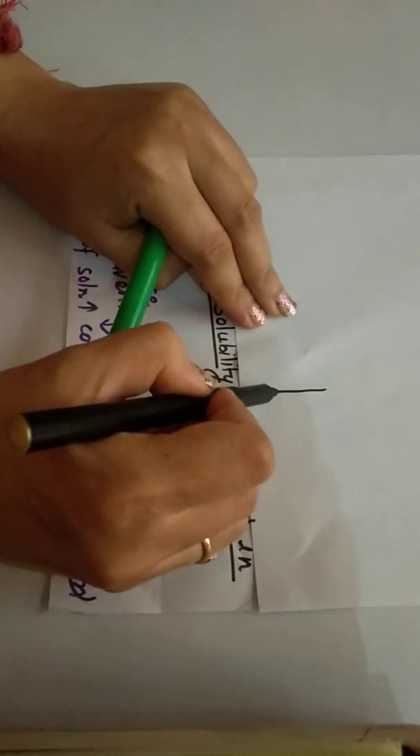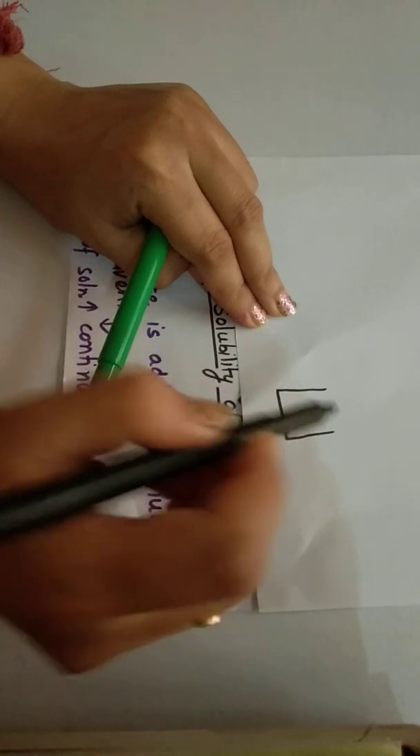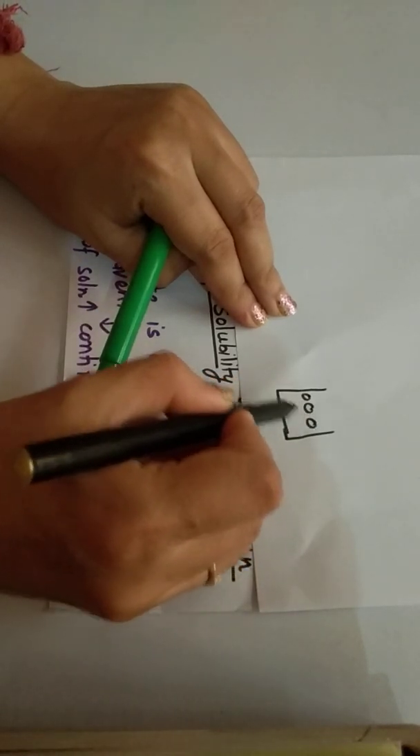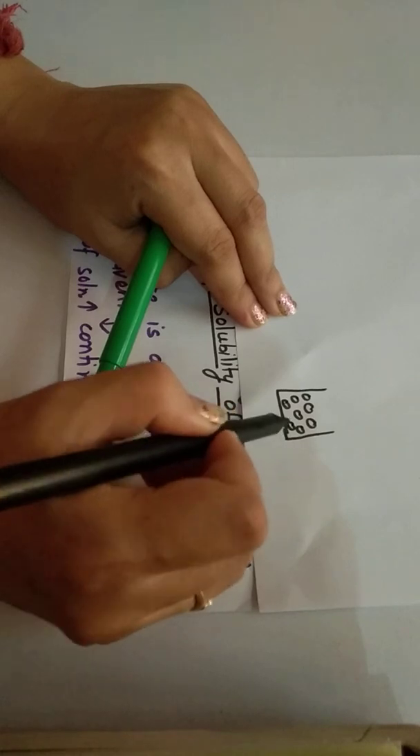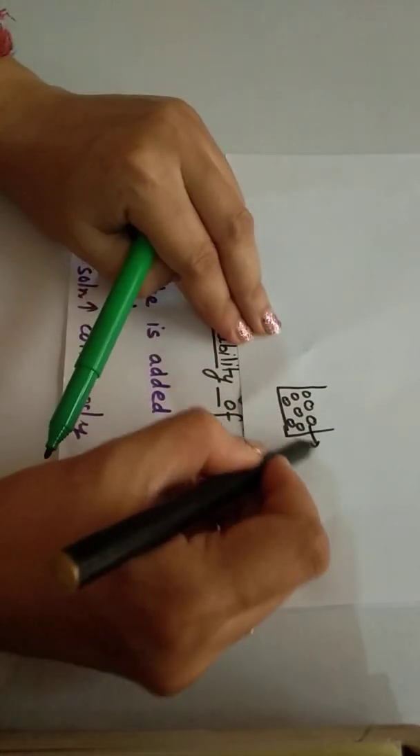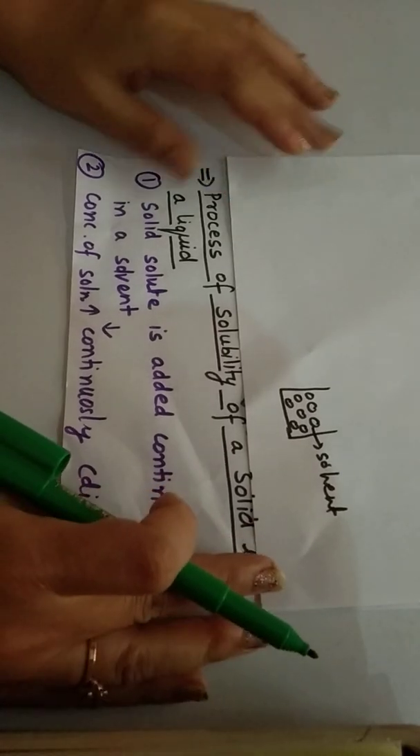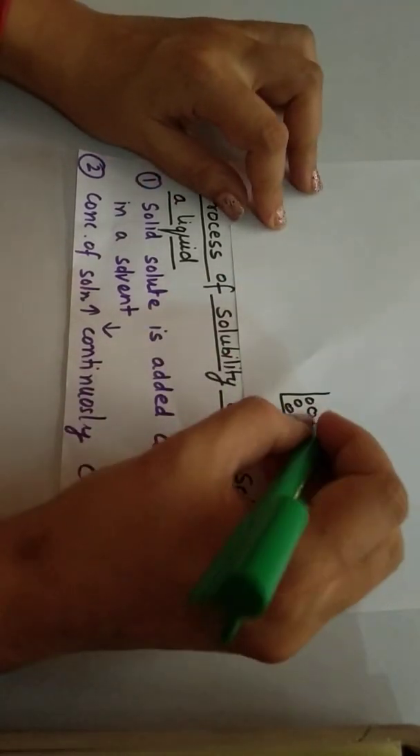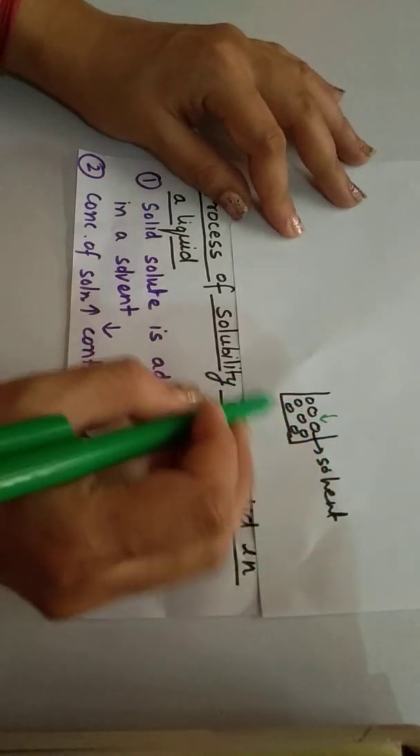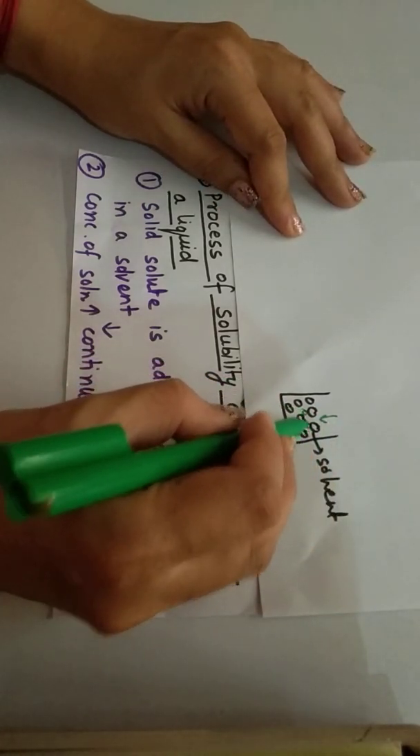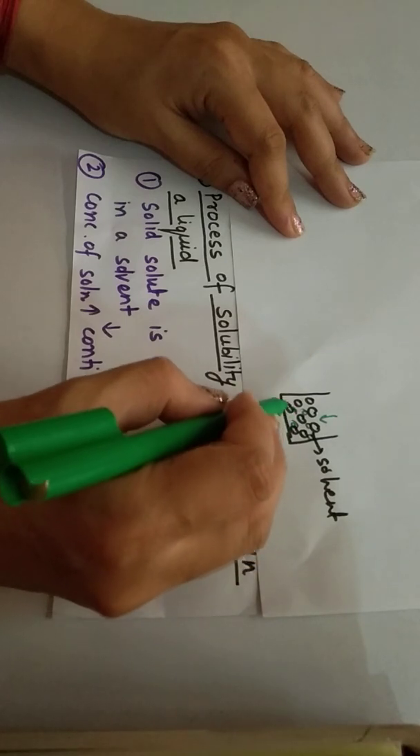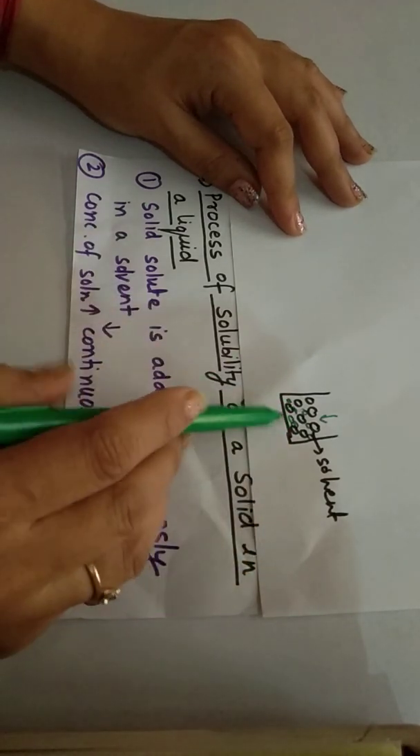So, if we take a container, a glass, and in that glass we put a fixed amount of water. So this is the solvent molecule, and the first step of the process of solubility of a solid in a liquid is to continuously add a solid solute. So the solute sugar particles will take place in between.